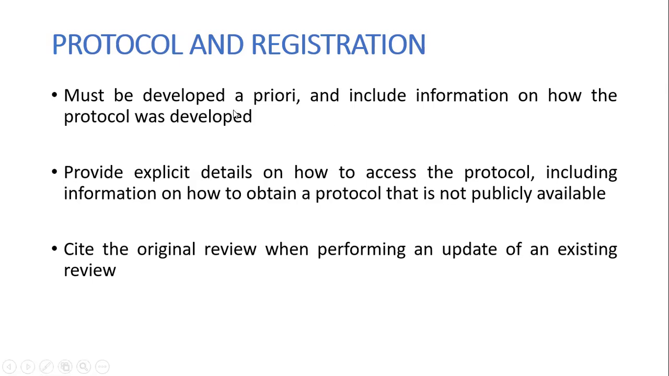So you have to develop a protocol, include information on how the protocol was developed, and provide explicit details on how to access the protocol, including information on how to obtain it if it's not publicly available. If you go for a registration, whenever you get the registration number or link, you have to mention it in this section. The protocol of this scoping review is registered with this particular register, and this is the registration number provided by that register. You also have to cite it when performing and updating an existing review.